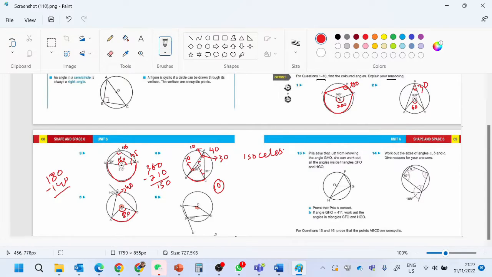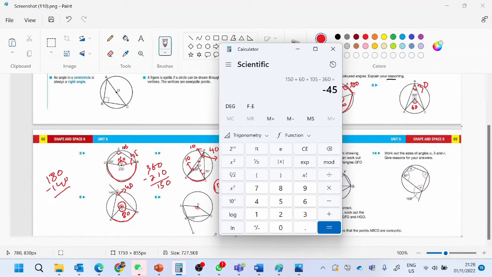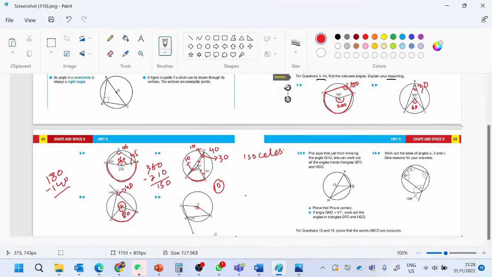And if this angle is 80, then this whole should be 360 minus 80, because the angles in a circle are 360. So we simply do 360 minus 80. This should give us 280. So this angle will be 280.